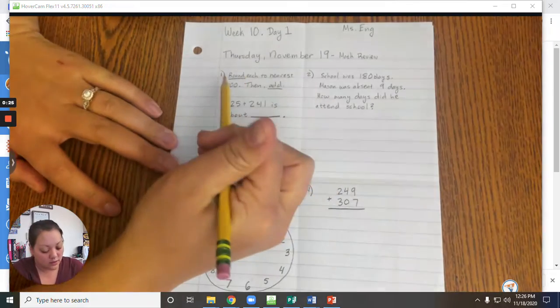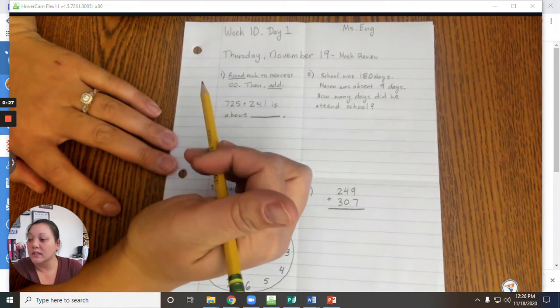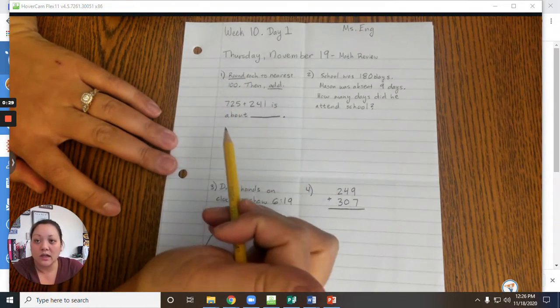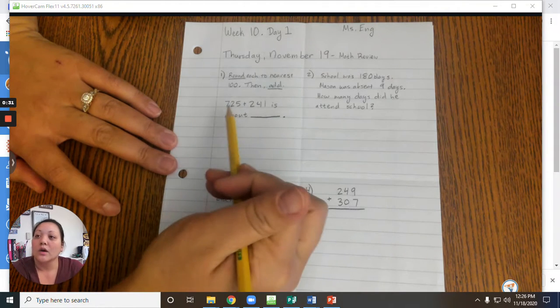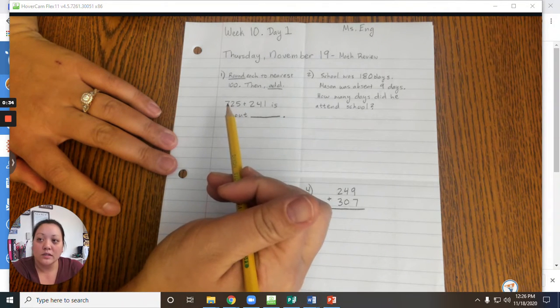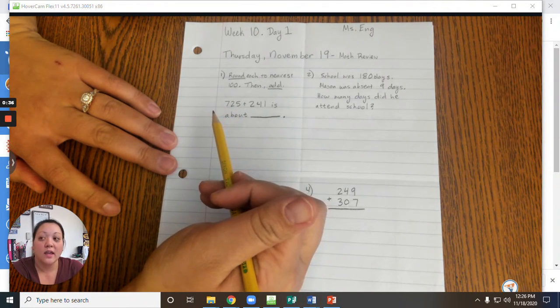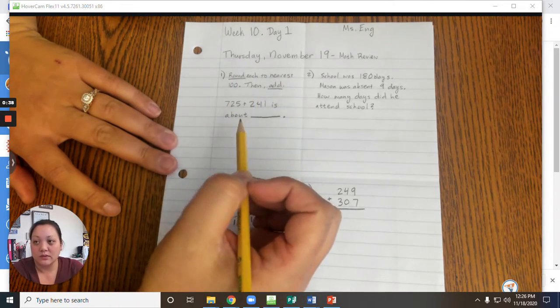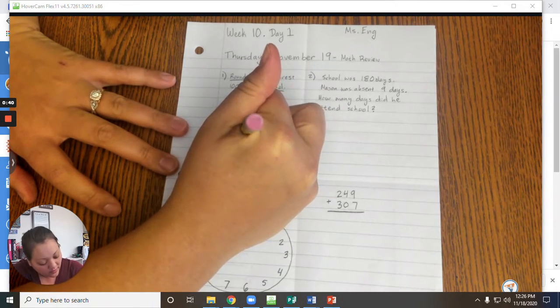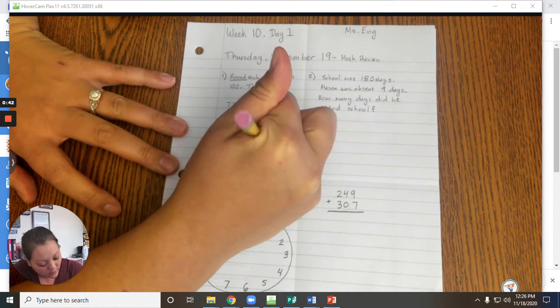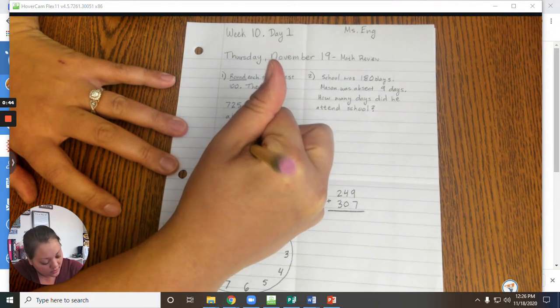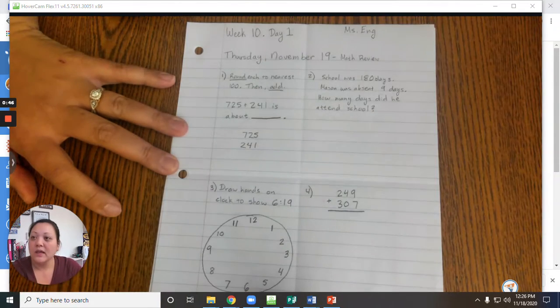So, let's get started. You know the expectations of working 10 minutes and then reviewing and correcting as you go. So the first one says round each to the nearest hundred, then add. So this is a sequence. So we have to do the first thing and then we have to add. So I'm going to write my numbers right down here like I have been.